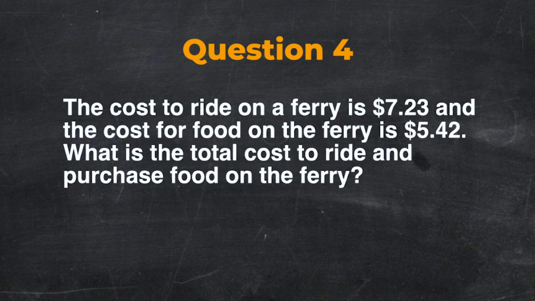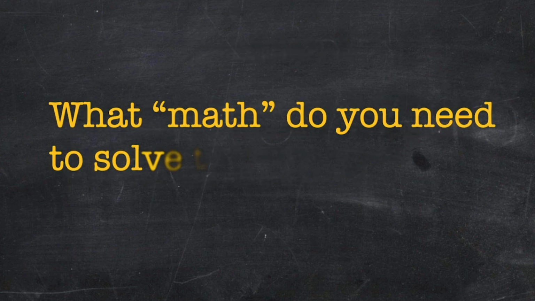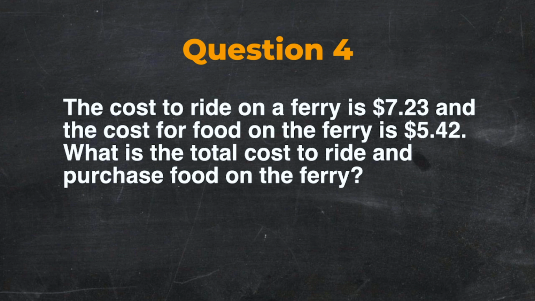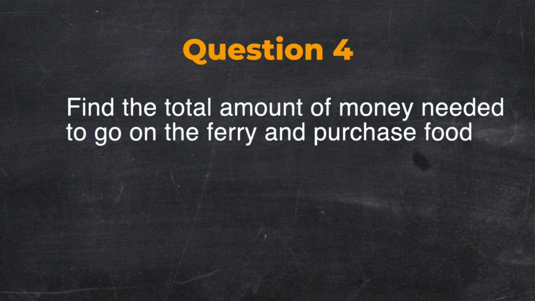Question 4 reads, the cost to ride on a ferry is $7.23, and the cost for food on the ferry is $5.42. We want to find the total cost to ride and purchase food on the ferry. Now, what math do we need to solve the problem? First, we need to find the total amount of money needed to go onto the ferry and purchase food.